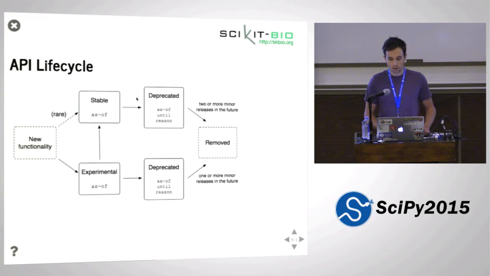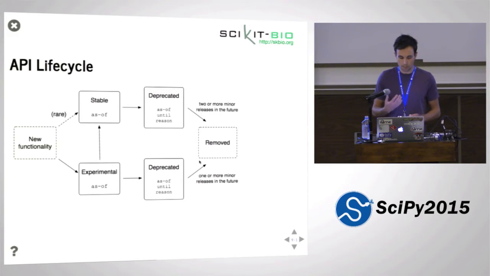But if we do decide at some point to change that API or to remove it, it would transition into a deprecated phase. And if you were using that functionality, you'll get deprecation warnings saying, hey, this is going to change or be removed at this point in the future. And eventually, like 2 or more minor releases in the future, it'll be removed from the package. It's a similar process for experimental functionality. If it doesn't make it into stable, it would also be deprecated and then removed on an accelerated time schedule.